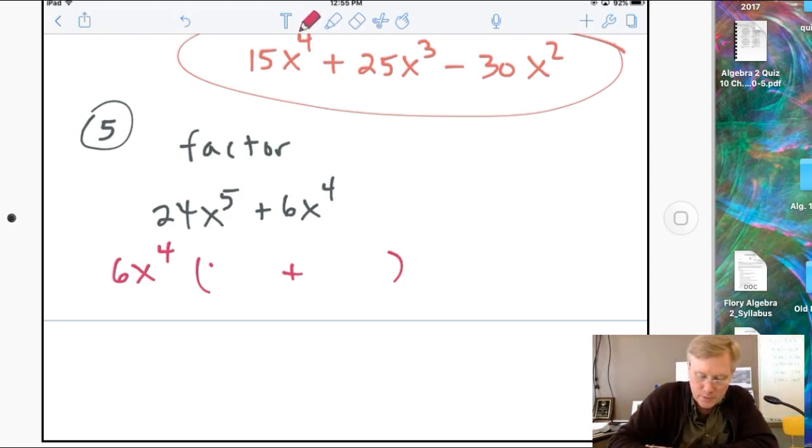24 divided by 6 is 4. I had 5 x's here, but I pulled 4 of them out in front. Leaves me with 1x. And 6x to the fourth divided by 6x to the fourth is 1.